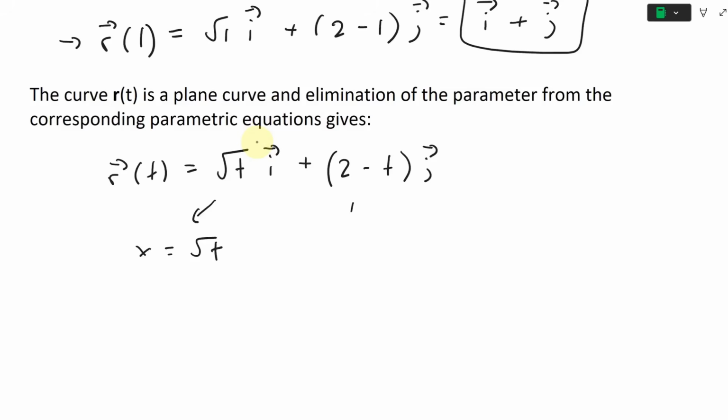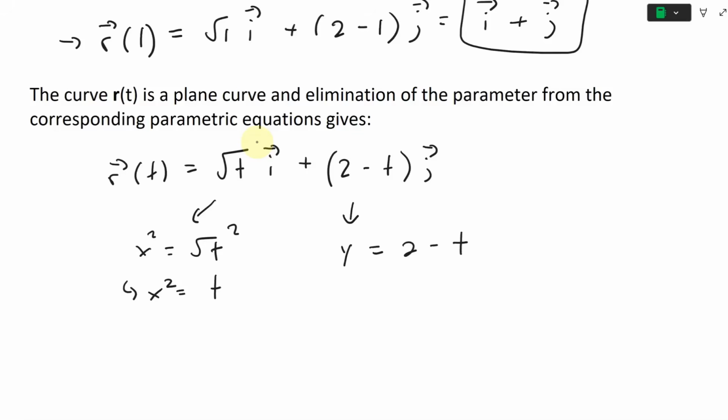So basically, write these out as parametric equations. Y component is going to be equal to 2 minus t. So in other words, if x is the square root of t, I'm going to square both sides. Square this, and we end up with x squared is equal to t.